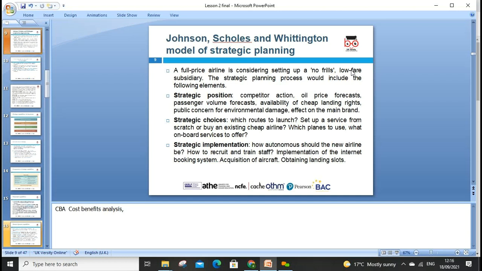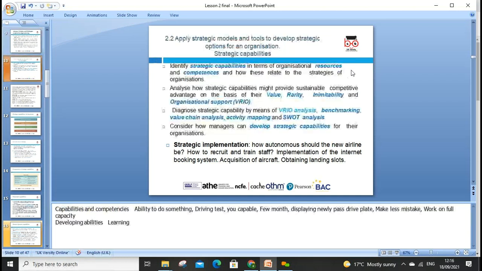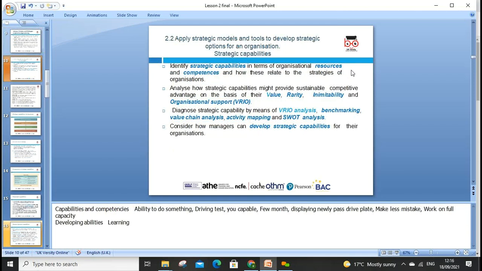Then how autonomous the new airline should be, how to recruit and train staff, implementation of an internet booking system, acquisition of aircraft, and obtaining landing slots. So that's all we need in our planning.